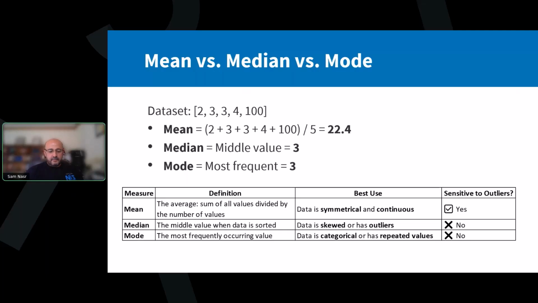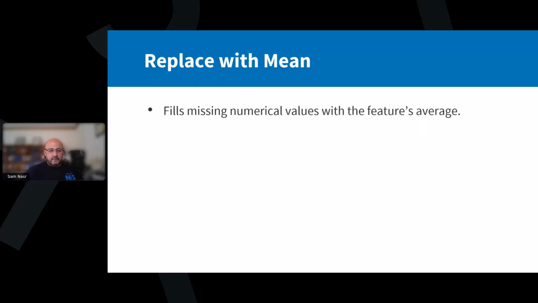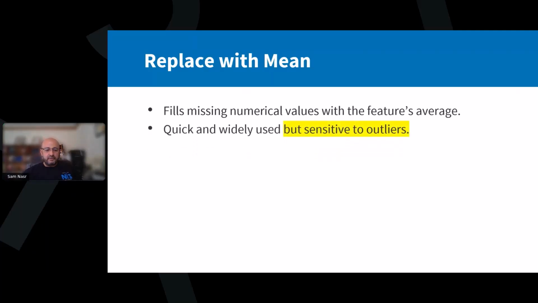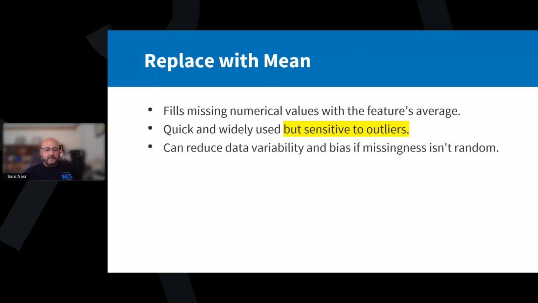All right. So if I replace with a mean, it fills in the missing numerical values with the feature's average. It's quick and widely used, but it is sensitive to outliers. And it can reduce the data variability if the missingness isn't random.